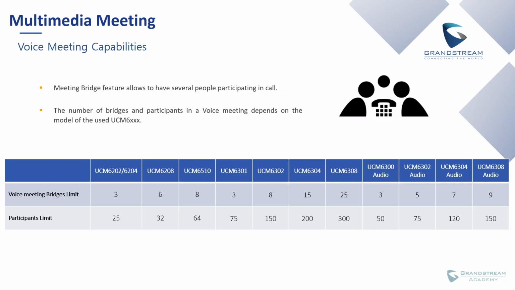For the UCM 6300 audio, we have 3 bridges with up to 50 participants. For the UCM 6302 audio, we have 5 with up to 75 participants. For the UCM 6304 audio, we have up to 7 bridges with 120. And for the UCM 6308 audio, we have 9 with up to 150.